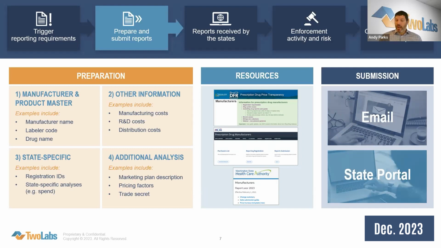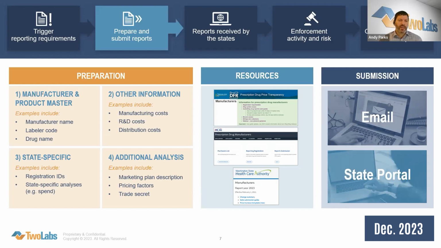The next bucket is other information, which probably exists within your organization, but might require some additional digging, perhaps some cross-functional teaming to make sure that you're talking to colleagues and identifying what the complete and accurate data are to report. Cost information is probably most often what we see in this bucket.